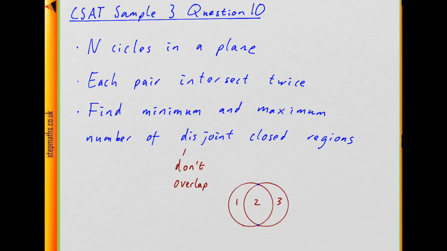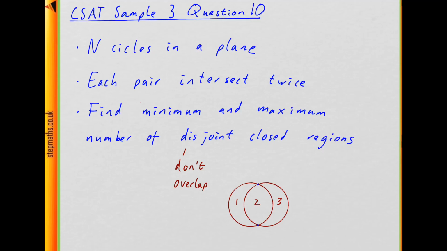Disjoint means the regions don't overlap. So suppose we just have two circles, then we count three regions, 1, 2 and 3. So for instance, if you took this crescent here and this crescent here and thought of the combined region, you can't count that as a separate region because it overlaps with what I've already called 1 and 3. So they mean just these individual regions 1, 2 and 3, not any combination of those.